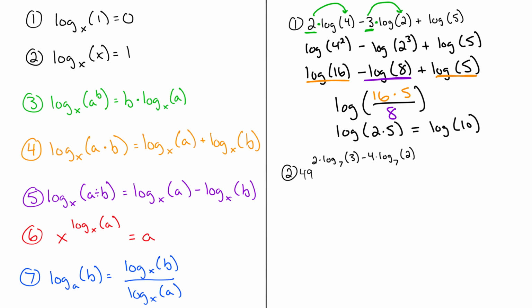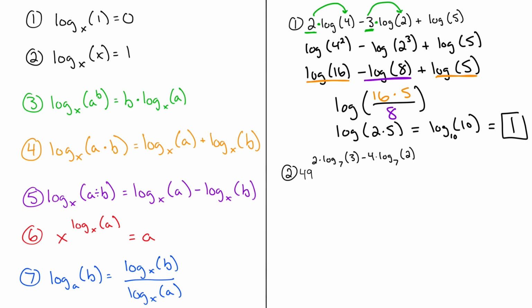And now I am utilizing property number 2 because the base of the logarithm is a 10. Inside of the logarithm is a 10. So that is just equal to 1. And this is where I get to say one of my favorite things when dealing with logarithms. That means this initial problem was a fancy way of writing the number 1.